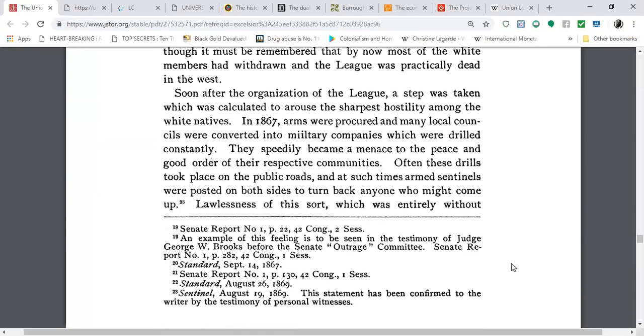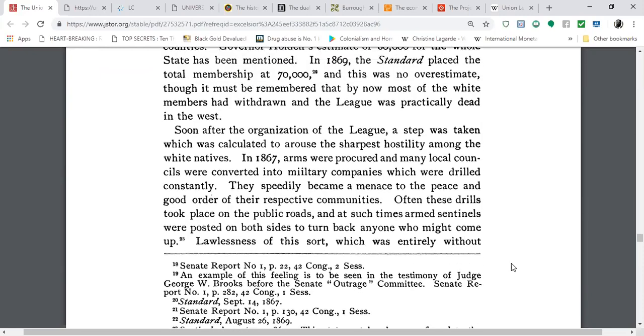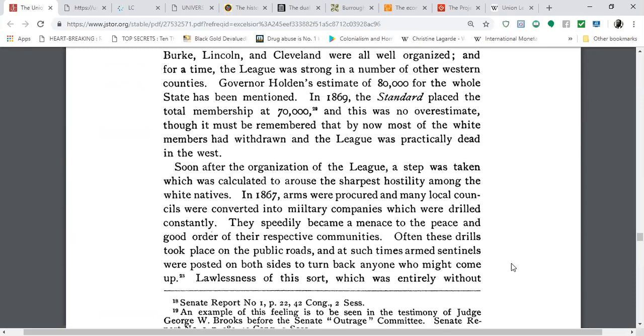Soon after the organization of the League, a step was taken calculated to arouse the sharpest hostility among the white natives. In 1867, arms were procured and many local councils were converted into military companies which drilled constantly. So remember, let's go back up here a little bit, just a sidebar.